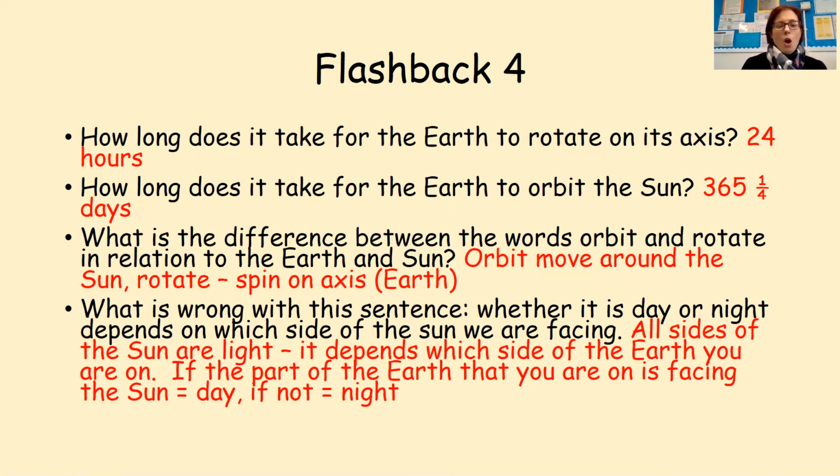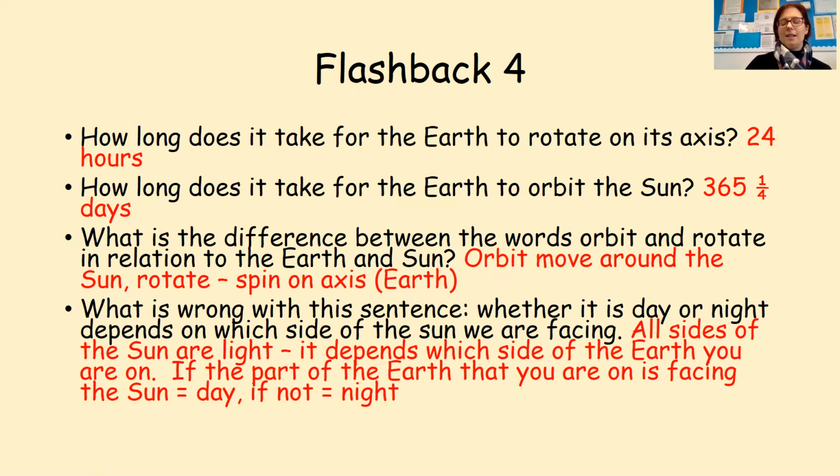year. What is the difference between the words orbit and rotate in relation to the Earth and the sun? Well, the orbit is where the Earth is moving around the sun. It's taking a path around the sun, whereas to rotate is for the Earth just to spin on its axis. And the Earth's very clever. It does both of these things at the same time, all the time.